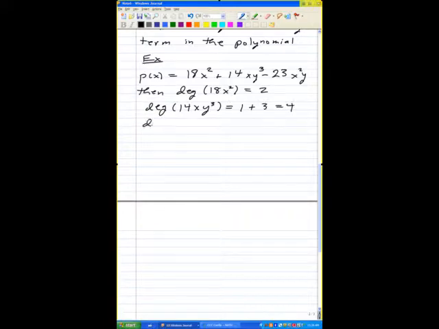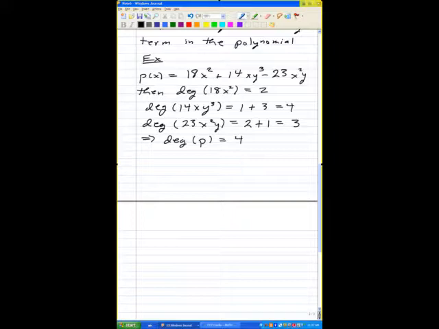The degree of the term 23x squared y: the exponent of x is 2, the exponent of y is 1, and 2 plus 1 is 3. Therefore, the largest of the numbers 2, 4, and 3 is 4. And so the degree of my polynomial is 4.